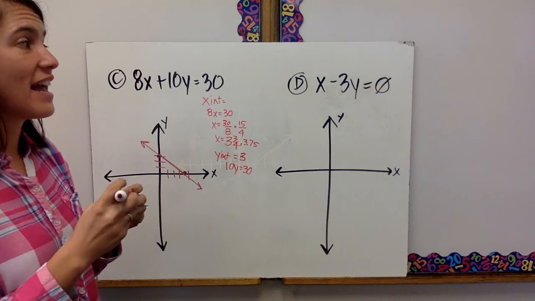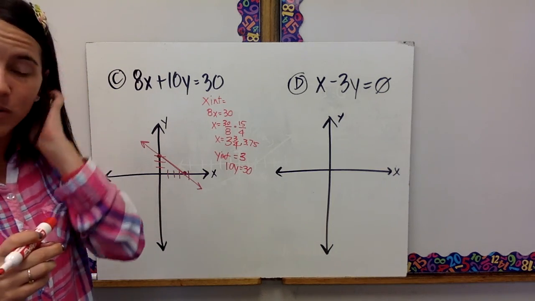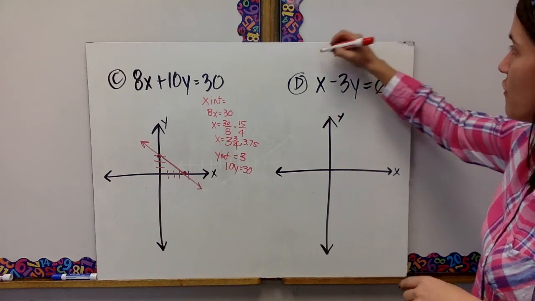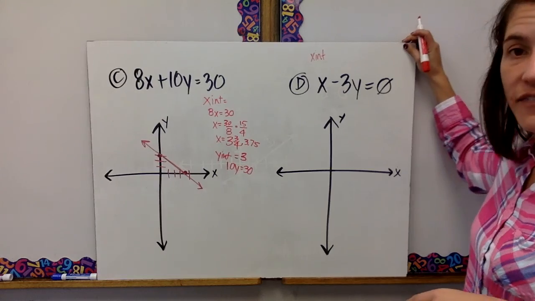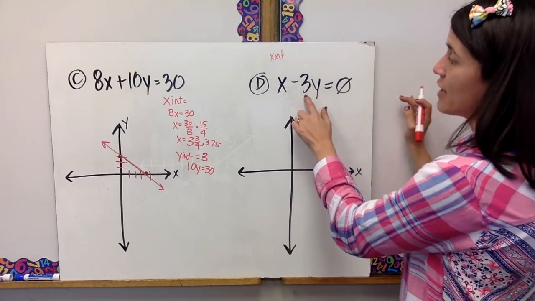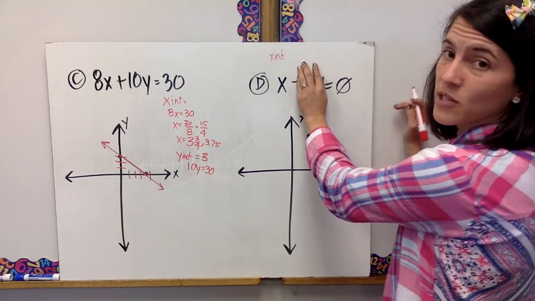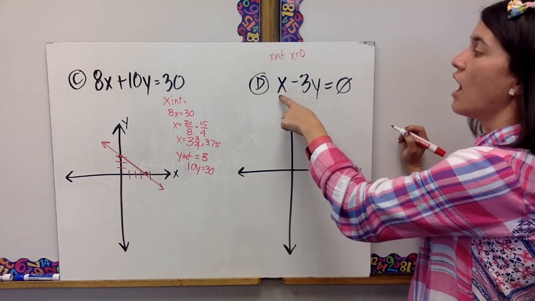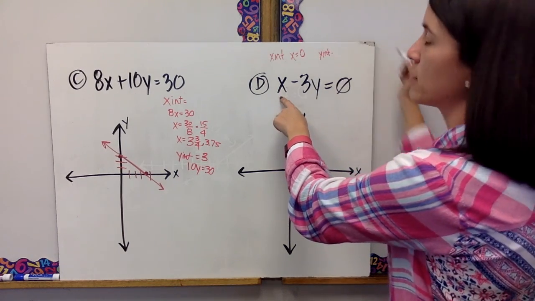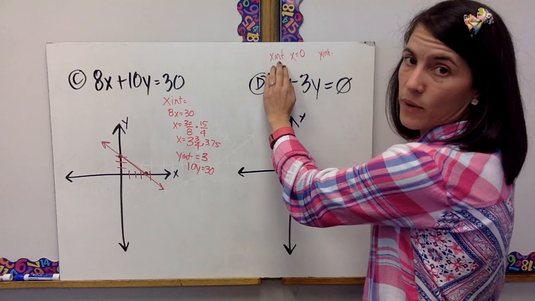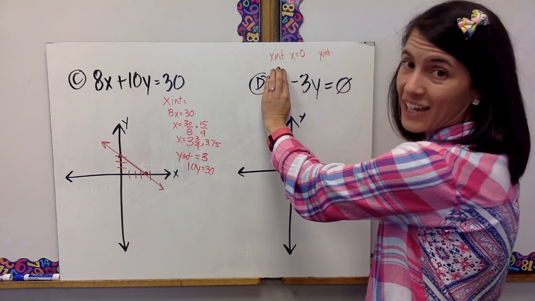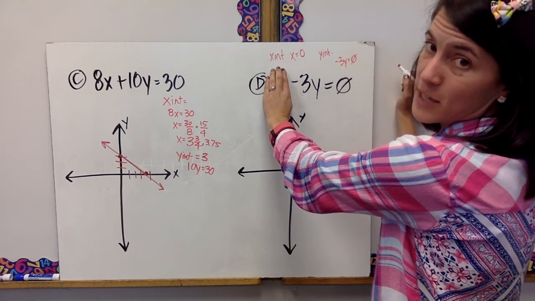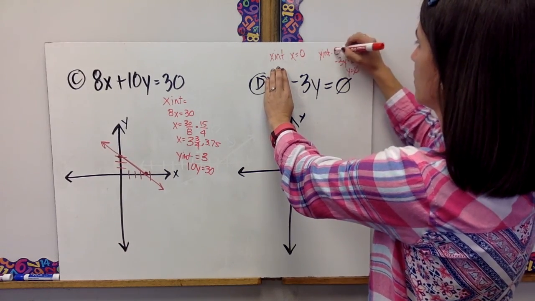Okay, this one, x minus 3y equals 0. We need to find the x and y intercepts. So to find my x-intercept, I have to let y equal 0. Negative 3 times 0 is 0. So x equals 0 is my intercept. That's okay. To find the y-intercept, I need to let x equal 0. So if x is 0, I have negative 3y equals 0. Divide both sides by negative 3, and y equals 0.